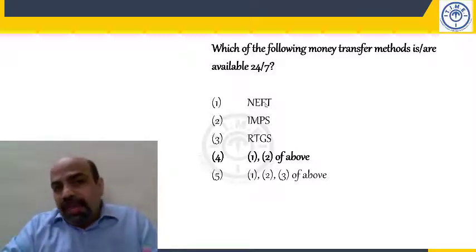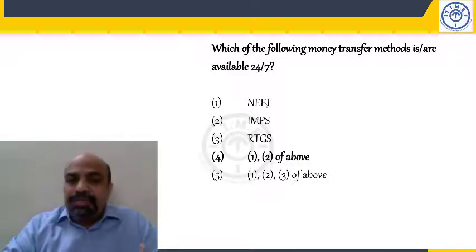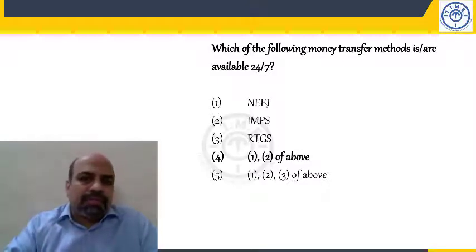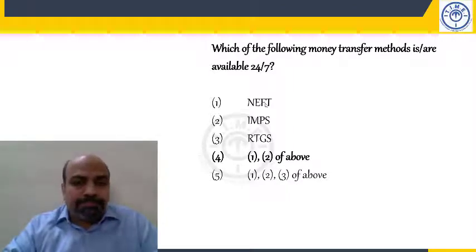So we have NEFT, IMPS, and of course RTGS. Only two are available 24/7, and that would be NEFT and IMPS. In fact, they are looking at making RTGS also 24/7. So why don't we look at IMPS?